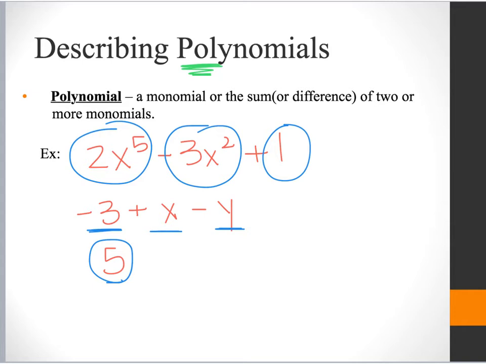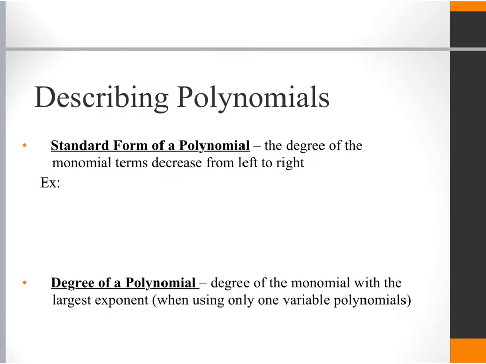You will see that when we write polynomials, typically there's a correct way to write them. And I shouldn't say correct, it's a little bit easier and makes it a little more functional for things that we want to do, like when we get into graphing and stuff. So we have what we call the standard form of a polynomial equation. And the standard form of a polynomial is nothing more than taking the degree of the monomial terms and putting them in order of greatest to least. So the exponents are going to decrease as we go from left to right.